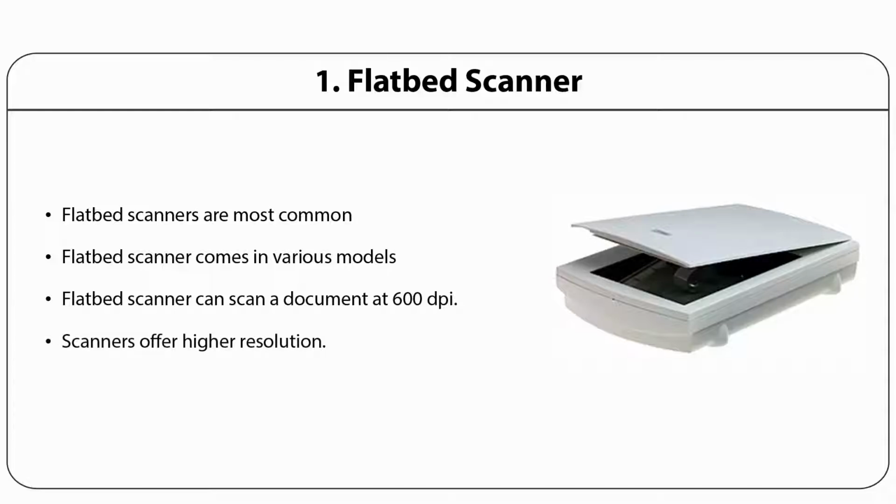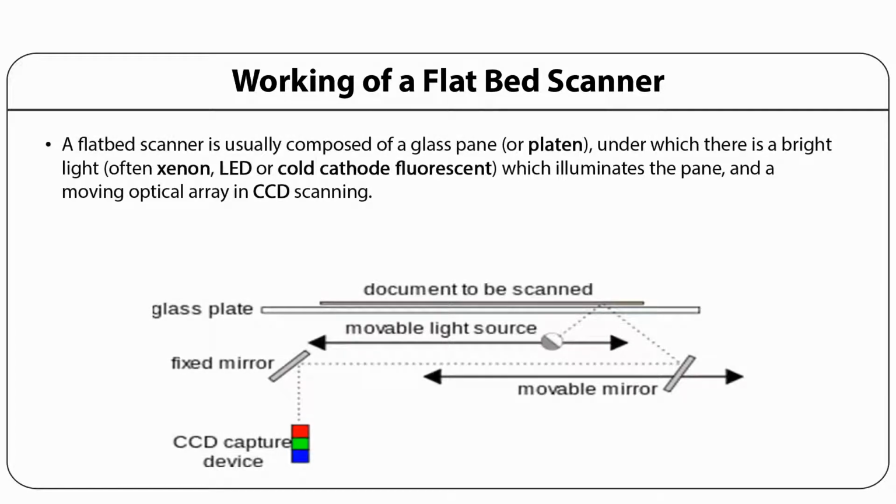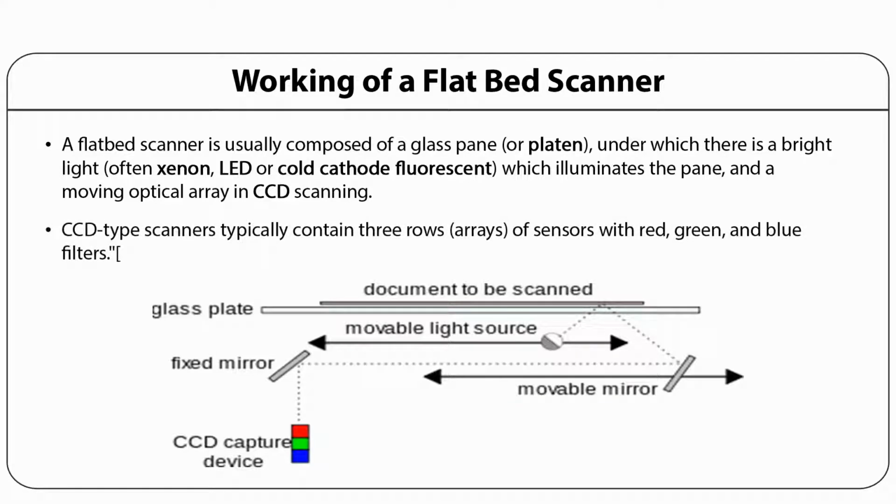Many flatbed scanners offer high resolution. Working of the flatbed scanner: this explains the mechanism. In a flatbed scanner, there is one glass plate, one movable light source, one movable mirror, one fixed mirror, and one CCD capture device. When we keep a document to be scanned on the glass plate, the movable light source automatically moves from one side to the other along with the movable mirror at a standard distance. Due to this movable light source, the image is reflected in the movable mirror, then reflected to the fixed mirror. From there, the image is captured in the CCD capture device. This is how the flatbed scanner works.